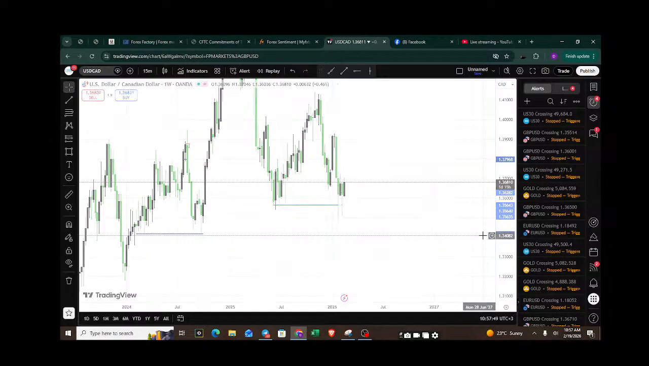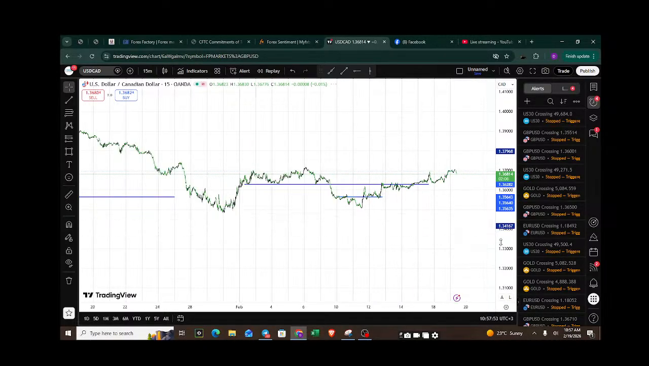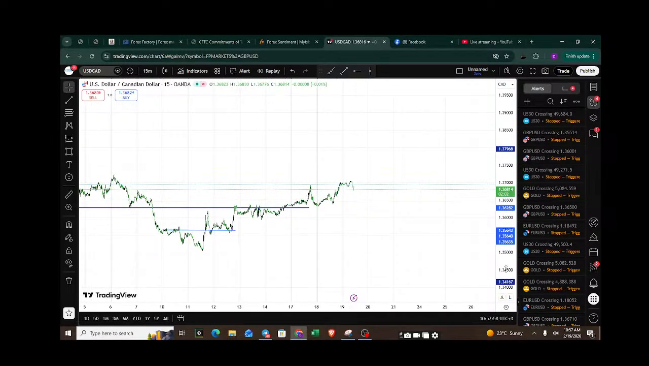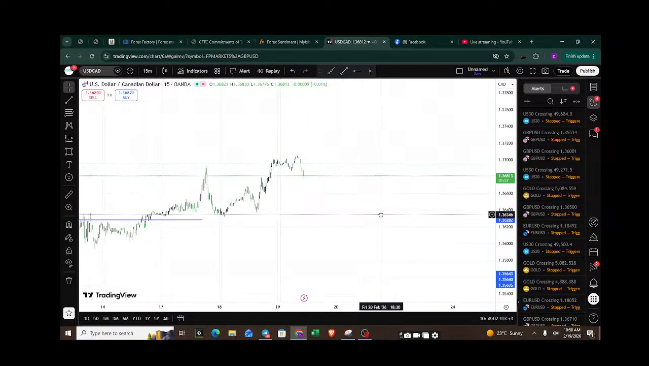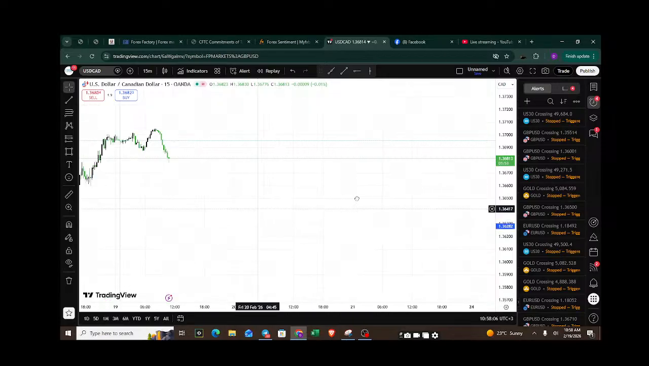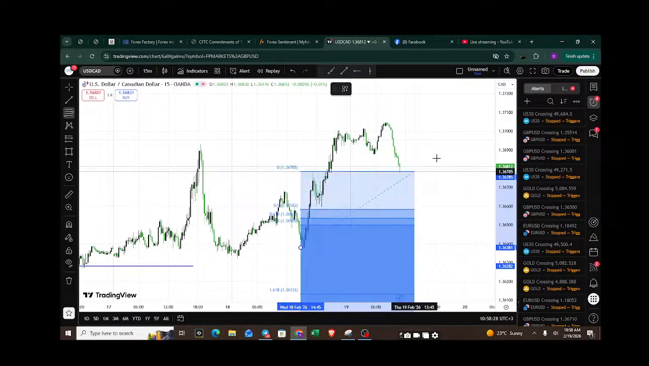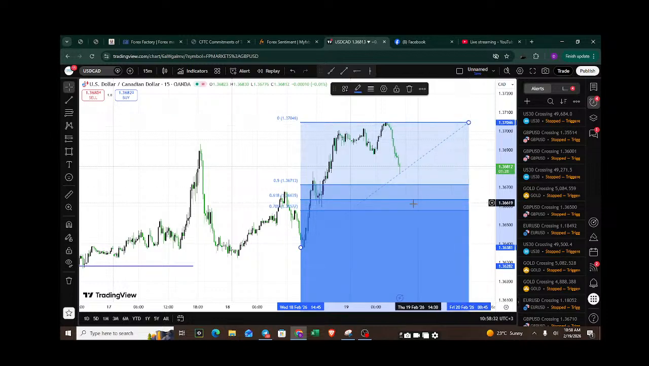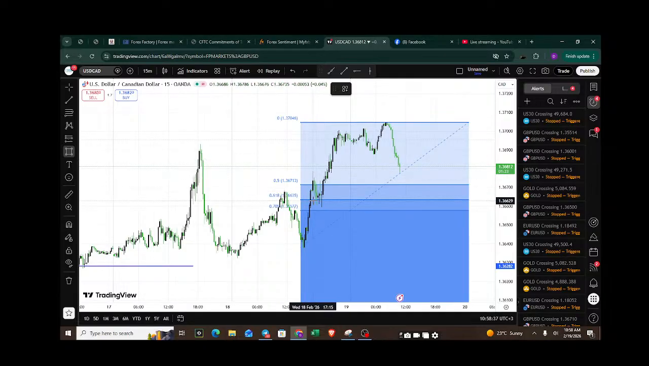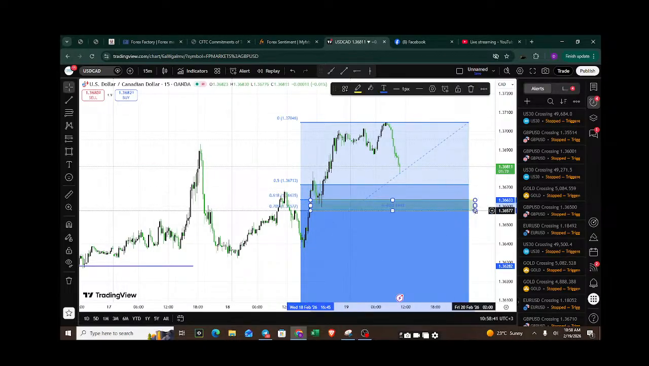So for USD CAD, I'll wait for it around here. So a buy position for USD CAD.